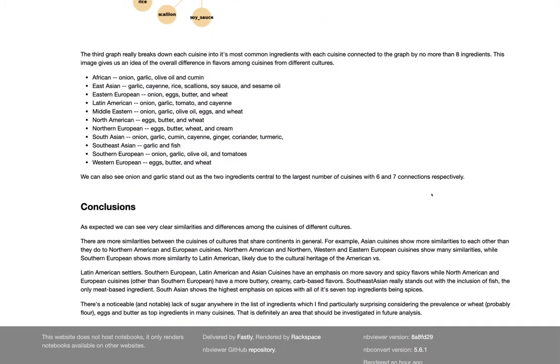So in conclusion, we basically saw what we expected, lots of similarities, but also lots of differences. We saw that the cuisines of cultures that shared a continent seem to be more similar to each other than they were to other cuisines.